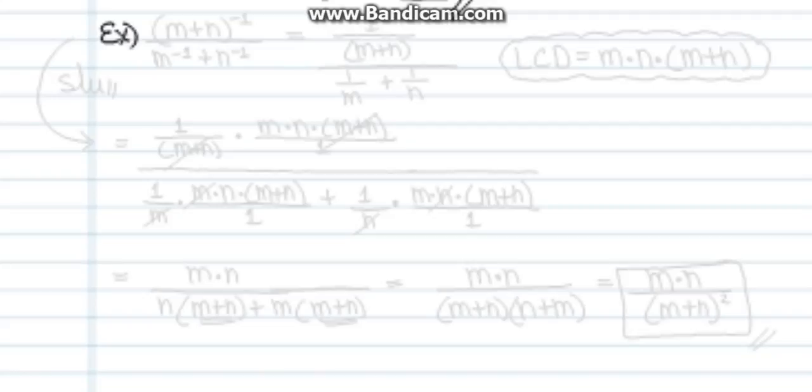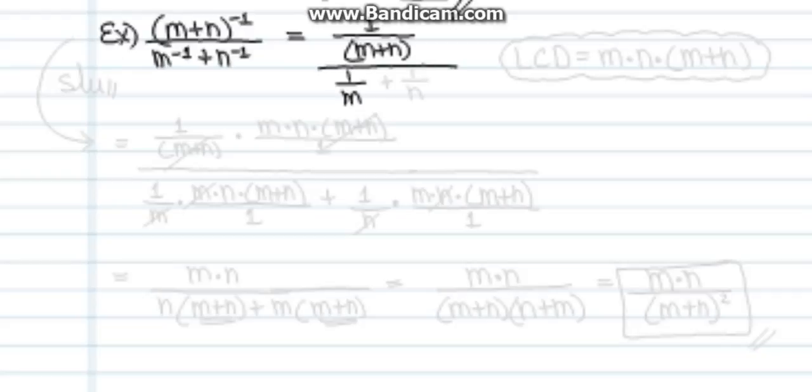Example, we are going to simplify the rational expression m plus n to the -1 power over m to the -1 plus n to the -1. Now before we even start, we'll make a little notification here that this is the same as 1 over m plus n to the +1 all over 1 over m to the +1 plus 1 over n to the +1.